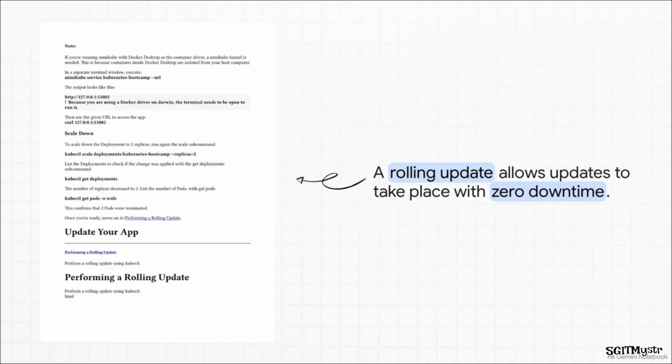And what if the new version has a critical bug? Well, Kubernetes keeps a history of your updates, allowing you to easily hit an undo button and execute a rollback to the previous stable version.